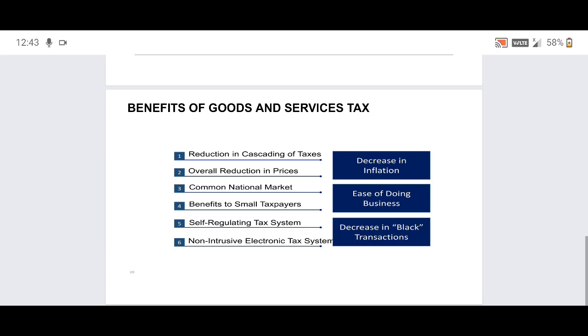Another benefit is the self-regulating tax system. Yes, friends, GST is a self-regulating tax system. Here you self-assess your tax and pay it through the monthly filing of GSTR 3B.